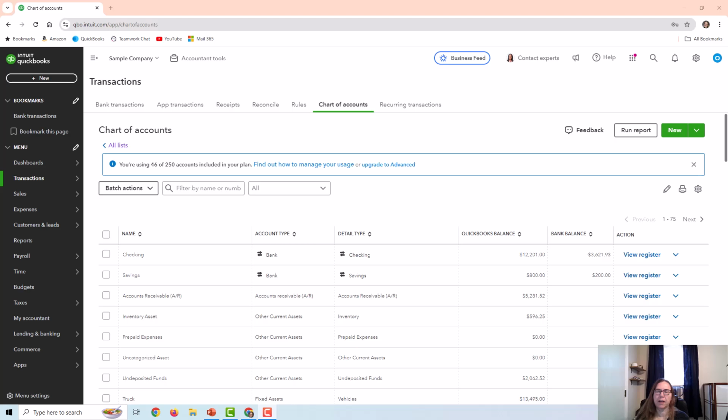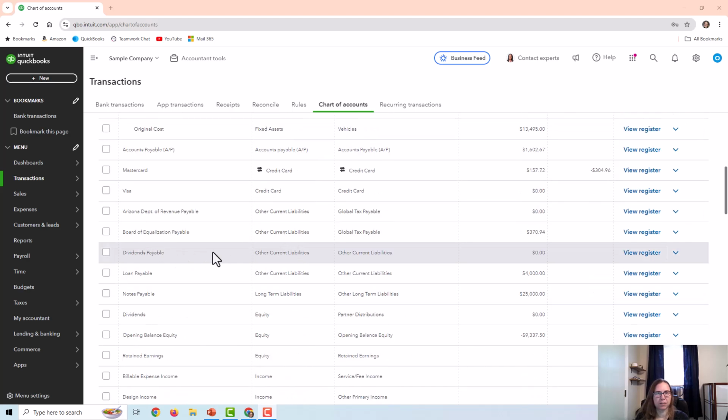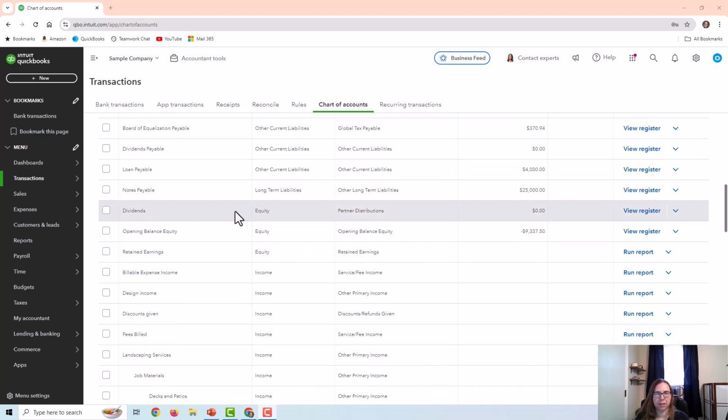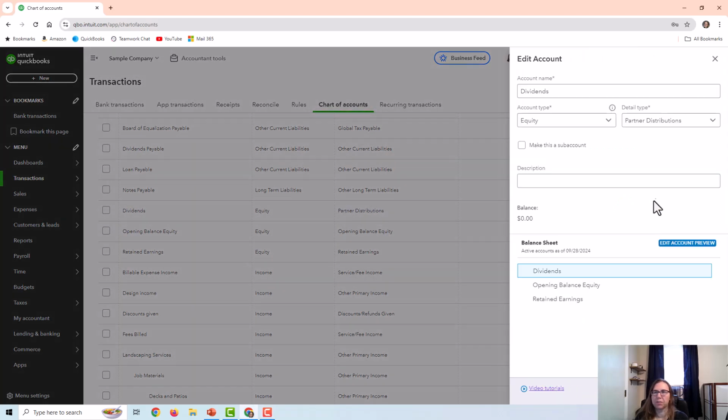Now I'm going to look at how the entries might look in QuickBooks. I set up two accounts in the chart of accounts here. I set up a dividends payable account under other current liabilities, and I set up a dividends equity account. Now, this detail type says partner distributions, and that's just because I couldn't really find a better place for it. So you could use owner's equity, you could use shareholder distributions, owner distributions, partner distributions. That part isn't as important as the fact that it needs to be an equity account type.